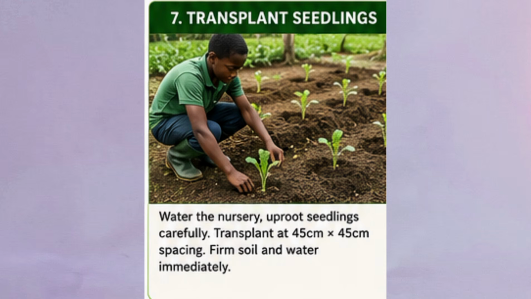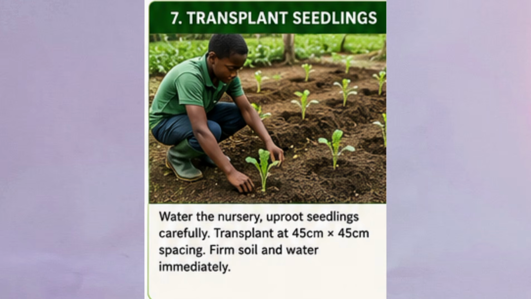Then we are going to space seedlings properly, about 45 centimeters by 45 centimeters. Then you place seedlings carefully into holes and firm soil around the roots. And after that, let them water immediately after transplanting. And also an important point to note here is that the best time for transplanting is evening or a cloudy day to reduce wilting of the crop.